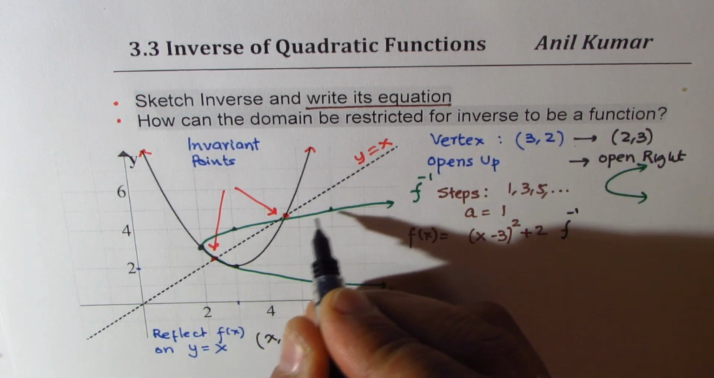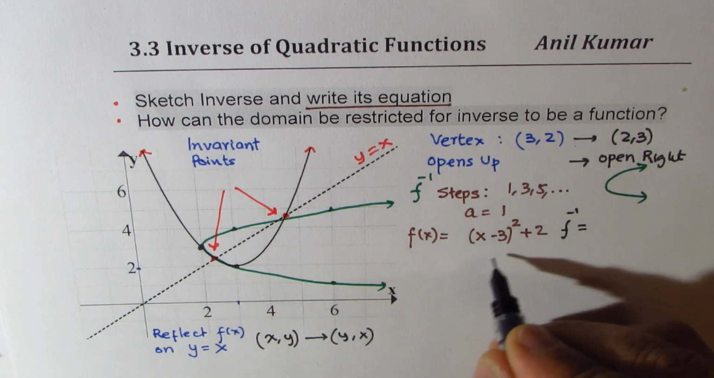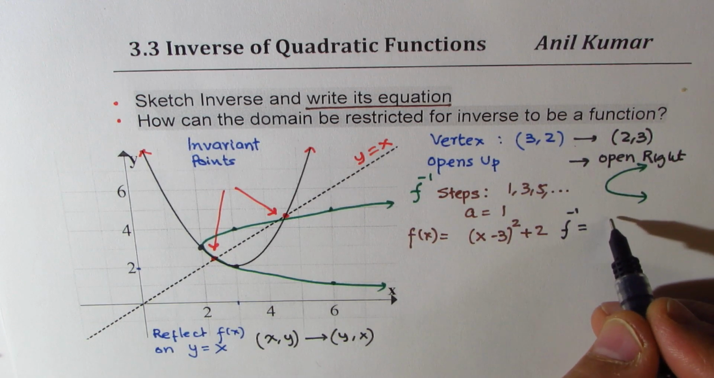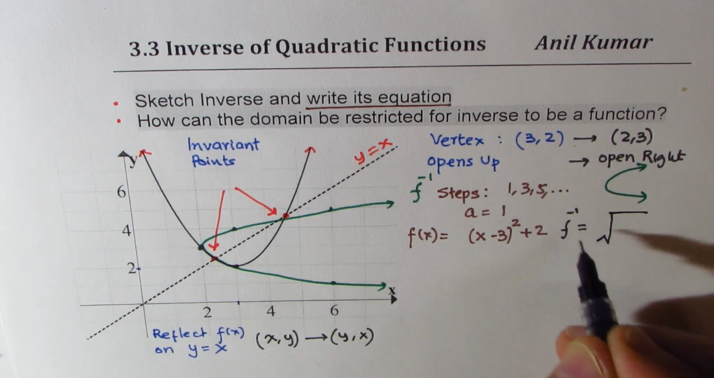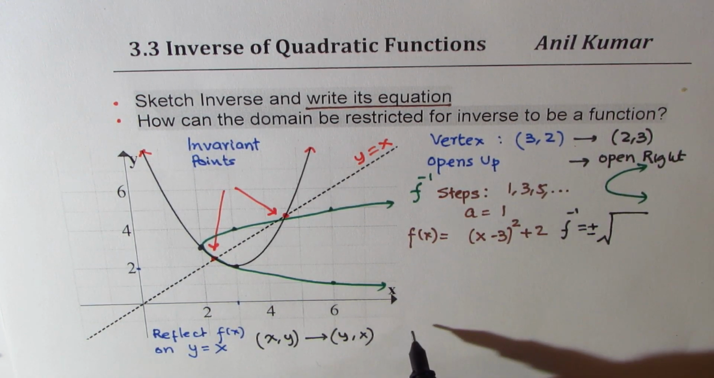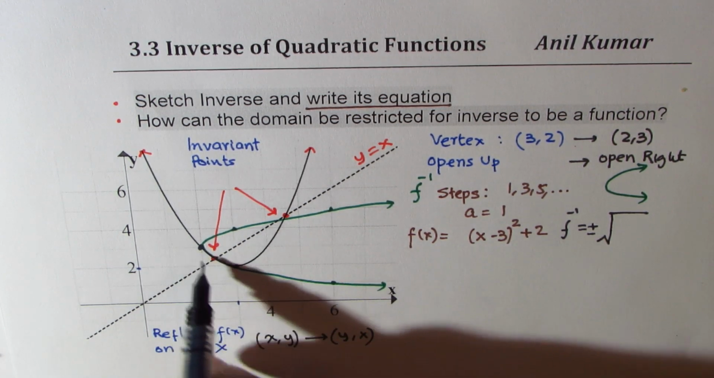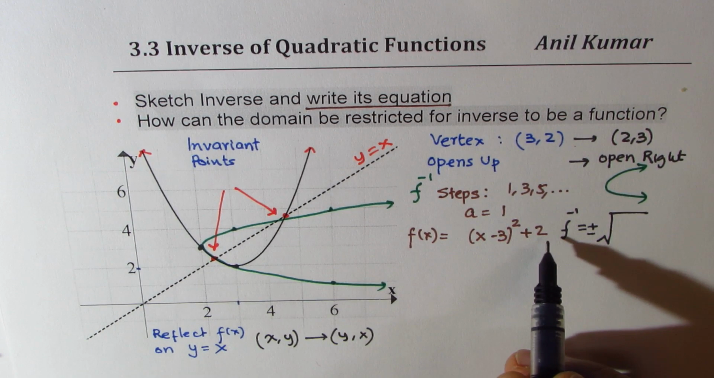Now as far as the inverse goes, for the inverse function, f inverse, I'm not writing x since it is not a function, right? So the inverse of this is, the vertex changes, right? So it's a square root function, which we write with plus and minus. Now these values swap. Do you get the idea? 2 and 3.